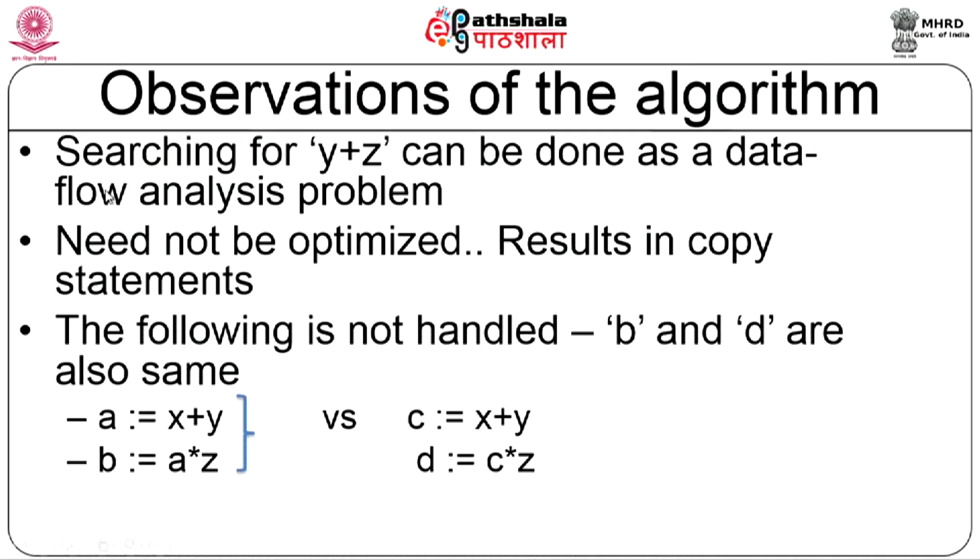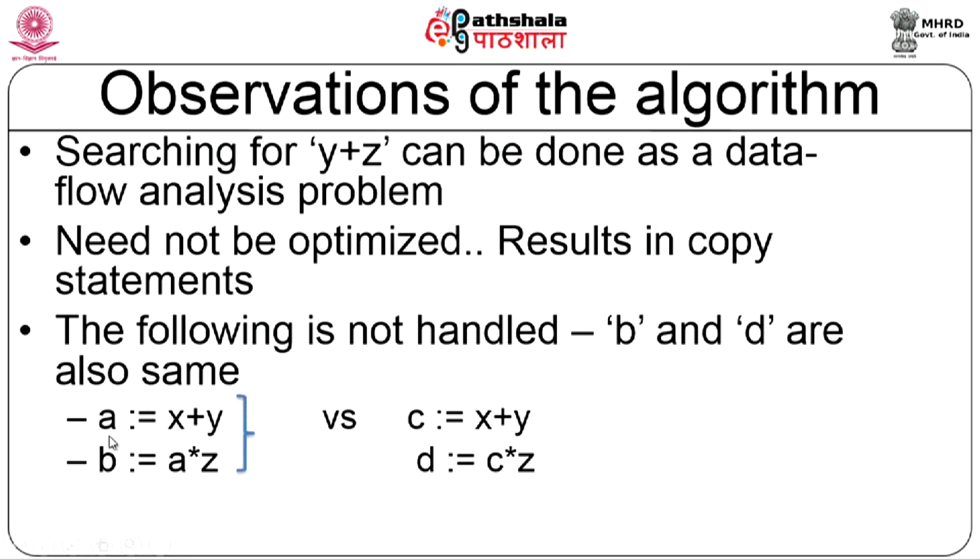For example, this case is not handled by the algorithm we have just now mentioned. Consider this scenario where a is equal to x plus y, b is equal to a into z. Now, c is equal to x plus y and d is equal to c into z. Obviously, we know that x plus y and x plus y are common sub-expressions. So, what happens is x plus y will be assigned to a new temporary variable called u, and we will say here a is equal to u, and here c is equal to u. Now, at this particular point, I am not eliminating anything else, I am simply eliminating the common sub-expression only.